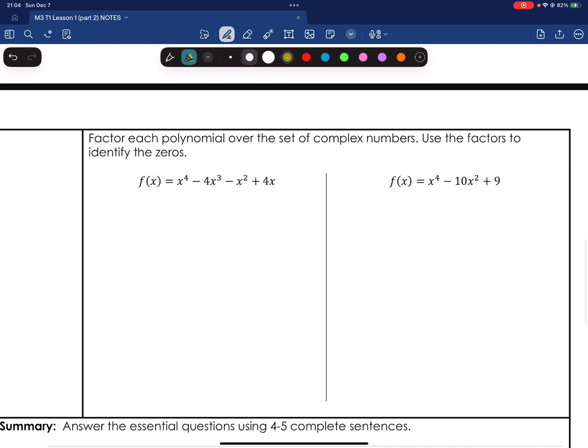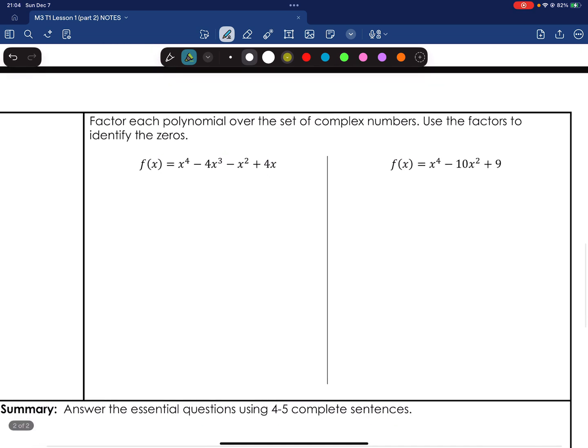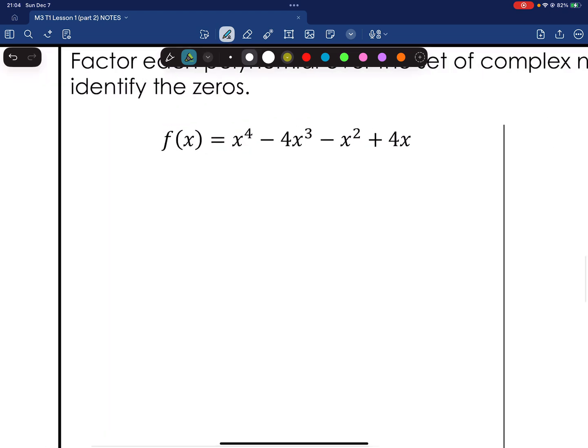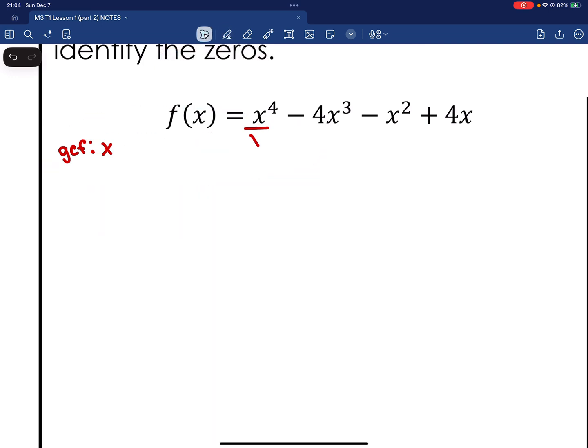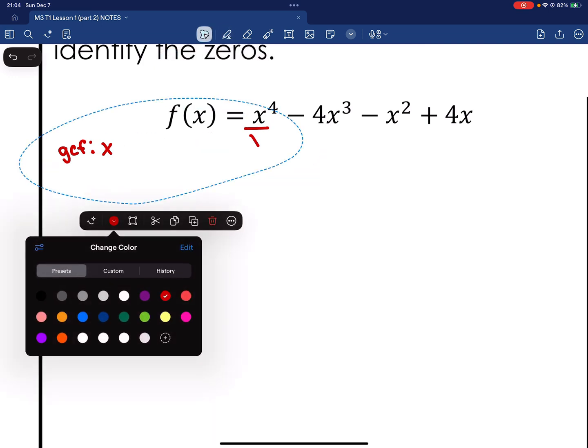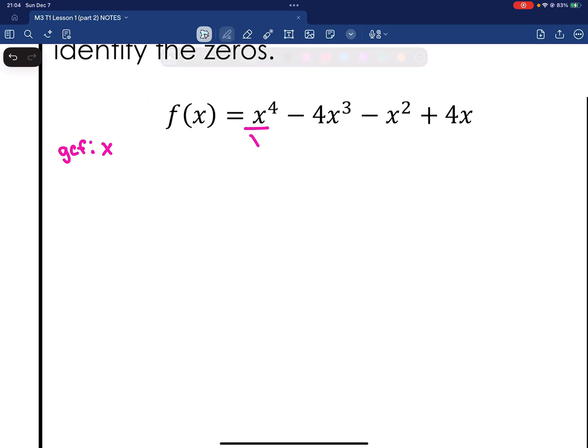Okay, so why don't you pause the video and try to factor each polynomial over the set of complex numbers and then use the factors to identify their zeros. Okay, so hopefully you gave this a shot. So on this first one, notice we have 4 terms, but before we even try to do factor by grouping, let's factor out the GCF of x because each term has an x. So let's factor that out. Let me change my colors so I can be consistent with my colors.